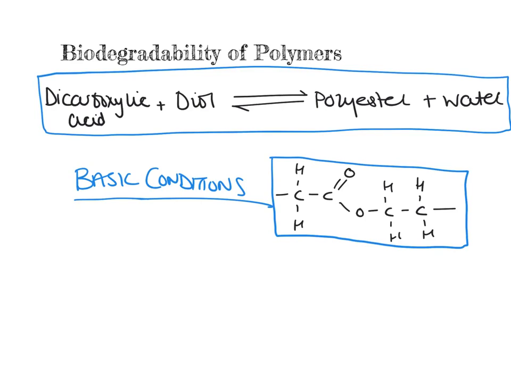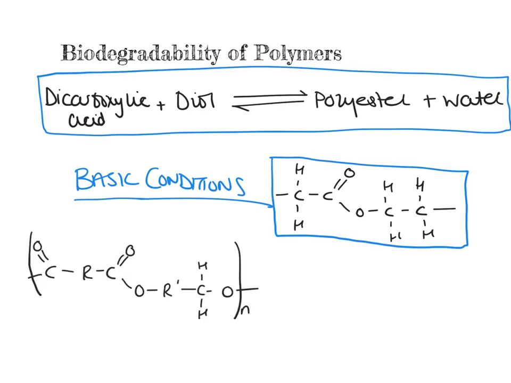But if you remember from looking at hydrolysis of esters, when you hydrolyse something under basic conditions, you don't quite get the same product as you would have had before. So you don't quite get your dicarboxylic acid and your diol as they were when they were monomers. So I'll show you an example of that. If we start with a generic polyester here, if you were to hydrolyse this, you would expect to get a dicarboxylic acid and a diol.